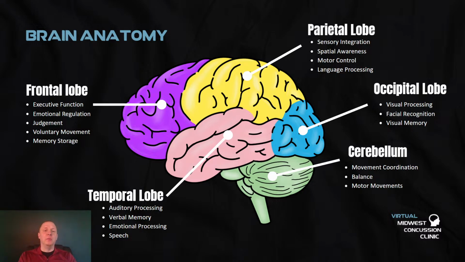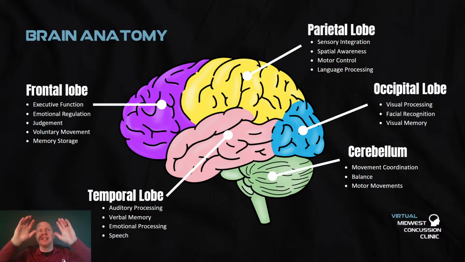So the voluntary movement aspect of things is, should I walk? Should I get up? It's more that decision-making aspect of the movement, not necessarily the coordination of the movement itself, but more of the, should I make these voluntary movements happen? And then the final major primary function of the frontal lobe is memory storage, converting things into short-term memory, taking what we're learning and trying to put it in a place that we can use it long-term.